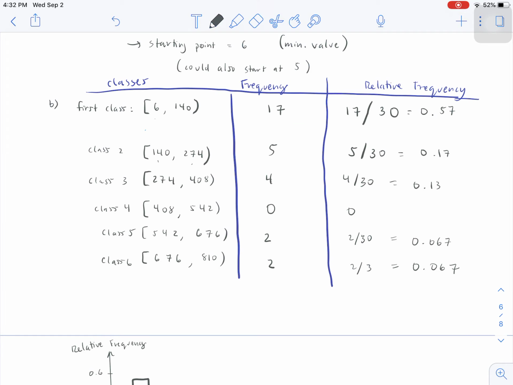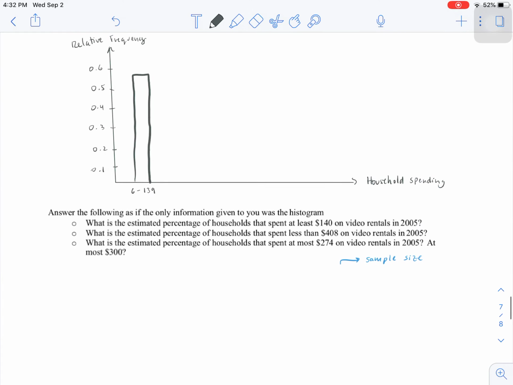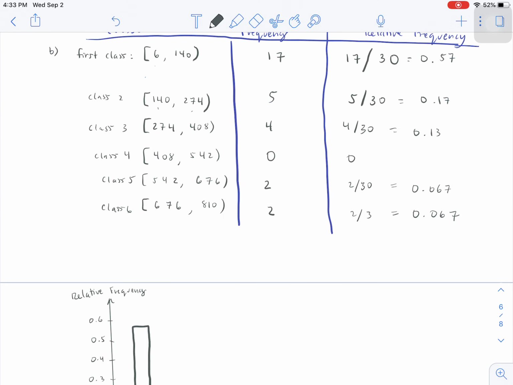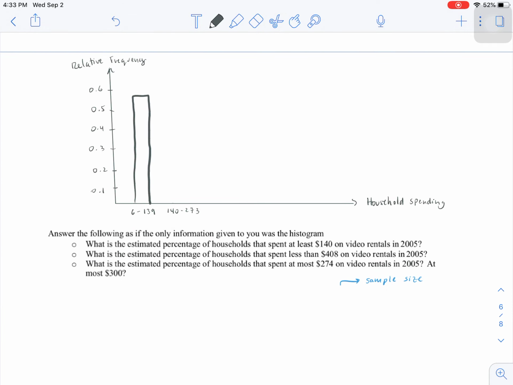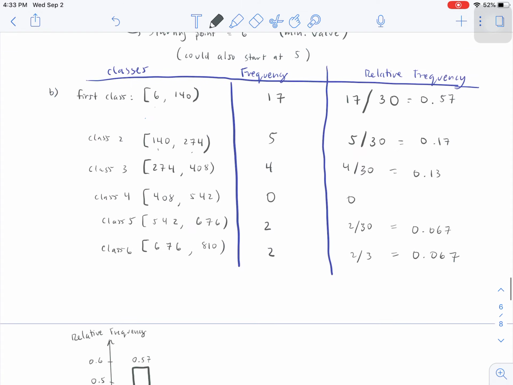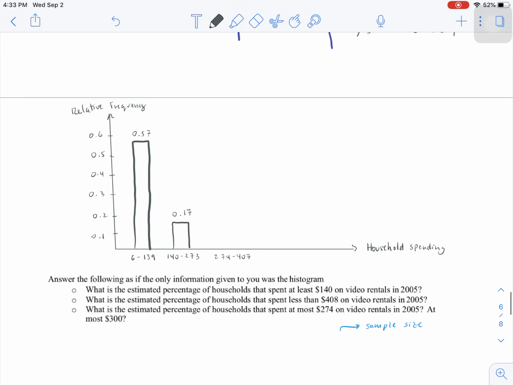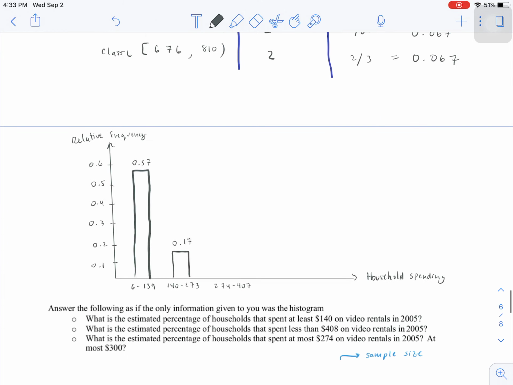My next class is from 140 to 274 exclusive. So in other words, from 140 to 273. And that relative frequency was 0.17. So that bar will be about this high. My next class, 274 to 407 inclusive, and that was 0.13.